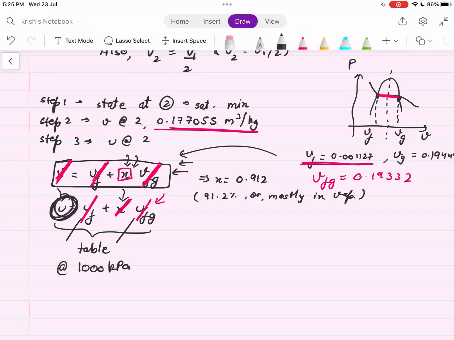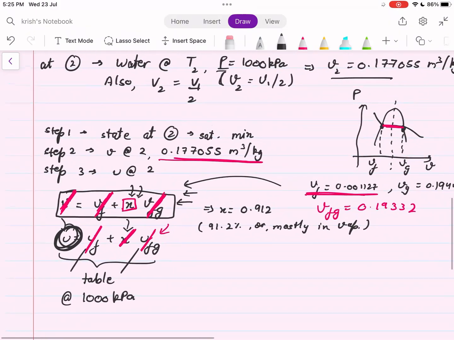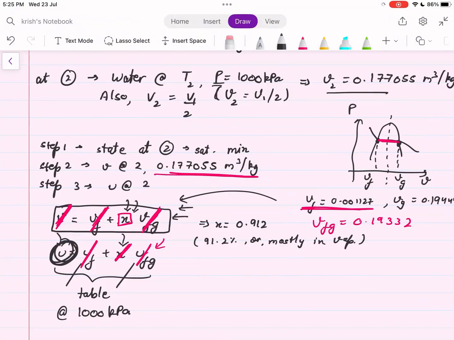So we will be able to find the value of u at this state. Now some people might have a doubt: why are we using the uf and ufg values at the saturation temperature, sorry, at the given pressure of 1000 kilopascals? First, it is because pressure is constant from 1 to 2 at 1000 kilopascals, and state 2 exists at 1000 kilopascals, right? And that, if you remember, is how we calculated the state. If you are still confused, go back and watch the finding the state video, right?